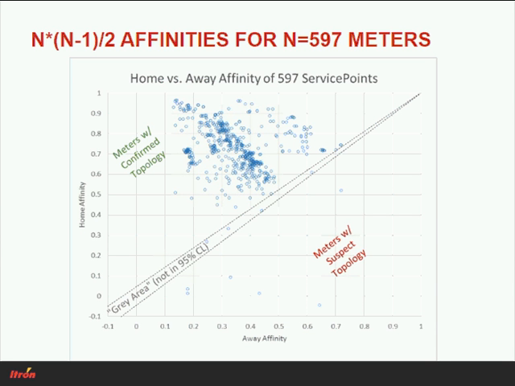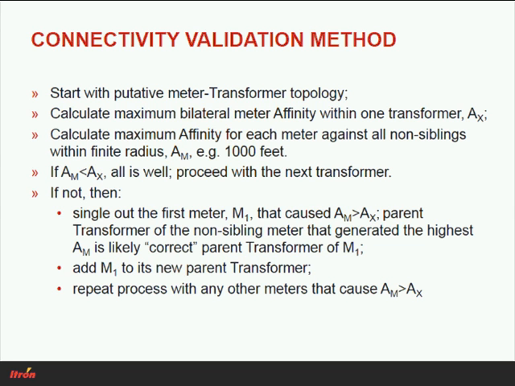So the test will resolve the majority of meters, not necessarily 100%, but you can always repeat this over a different period of time and get better data. This connectivity validation method is quite simple. Start with a putative meter to transformer topology. Just start with the utility records, and it doesn't really matter how good they are. It's just a starting point. Calculate home affinities and away affinities. Look for which ones are greater and which ones are smaller, and you've got your results.